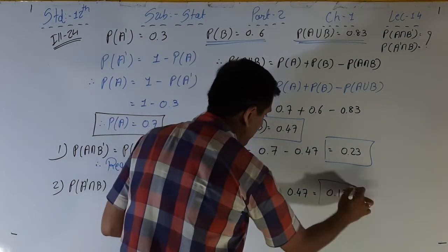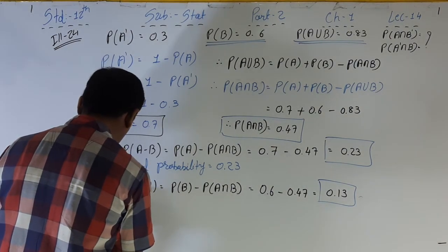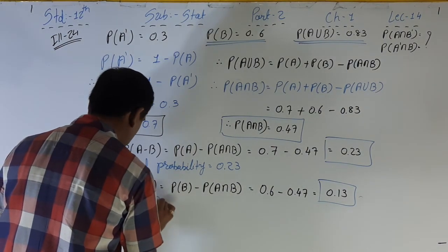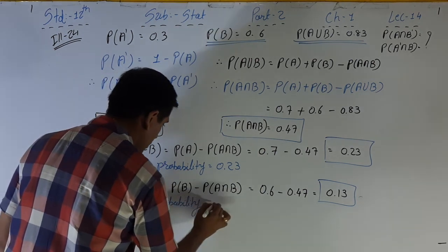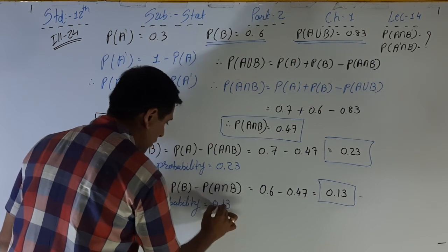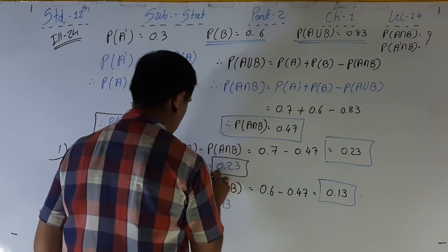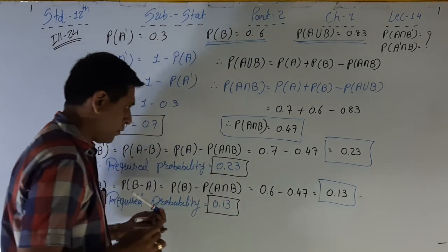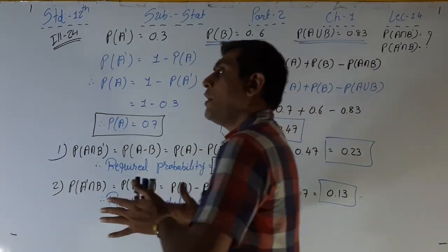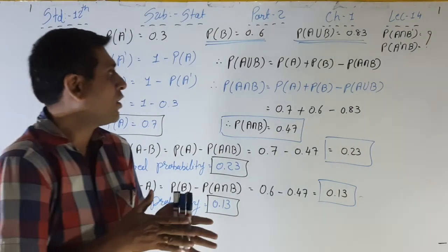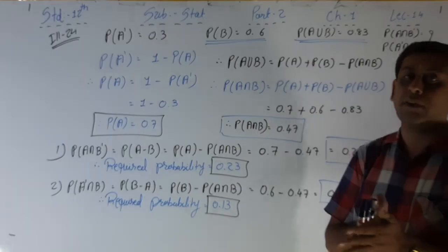Just mathematics, just a simplification. Therefore, we can say the required probability is equal to 0.13. Okay, so here is just a combination of mathematics and statistics. It is a very easy sum, and here it is a 2 to 3 marks sum.